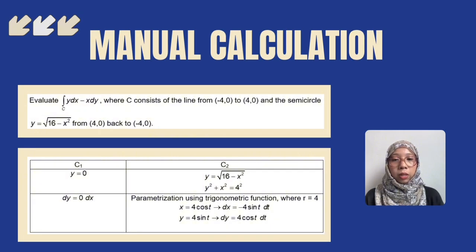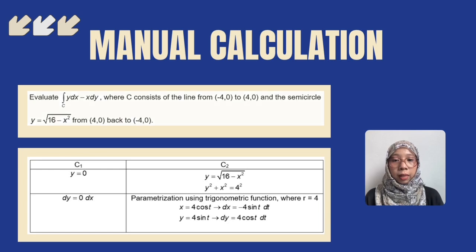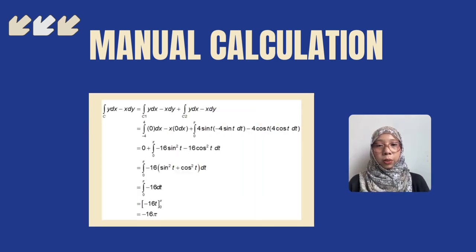For the semicircle C2, we can rewrite it as x squared plus y squared equal to 4 squared using trigonometric functions, where the radius r is 4. We parameterize it as x equal to 4 cos t and y equal to 4 sin t. Differentiating x and y gives us dx equal to negative 4 sin t dt and dy equal to 4 cos t dt. Now, let's proceed to the integration.